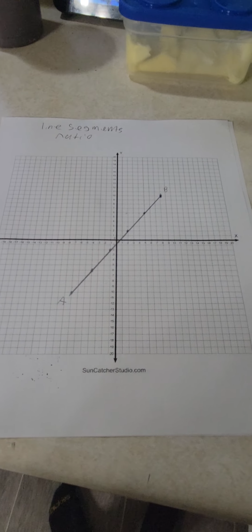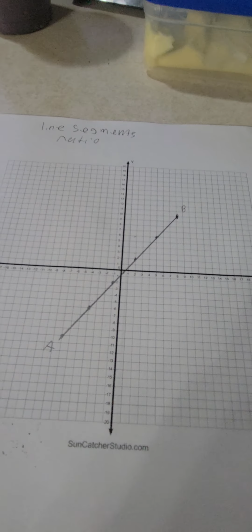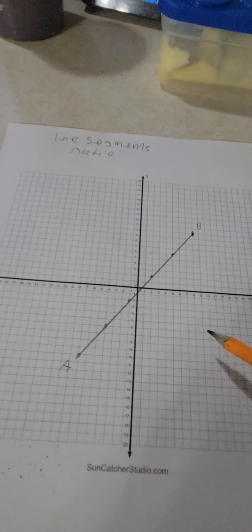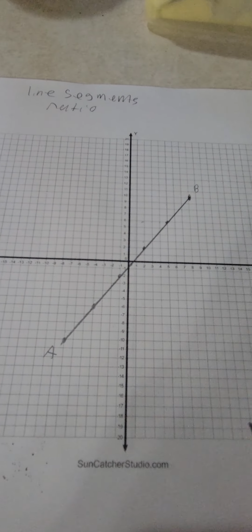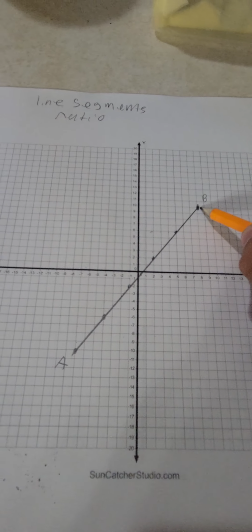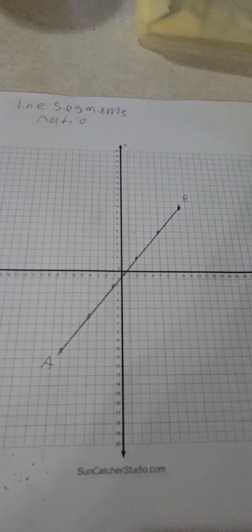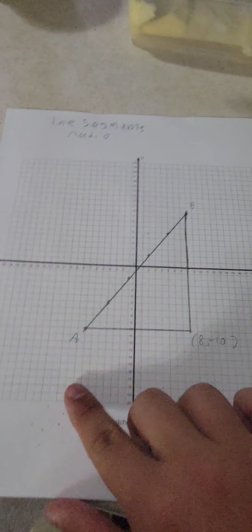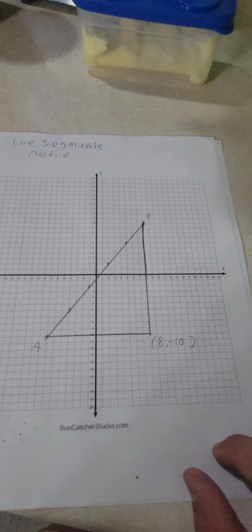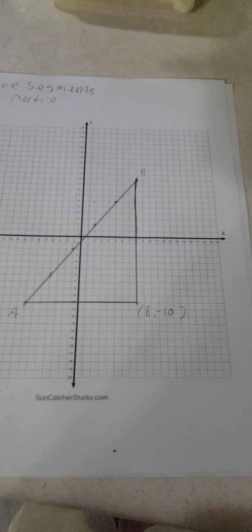Now that we have our dots connected, what do we do next? We need to make this a right triangle. So what we do is we go from this B straight down and over to the A. Alright, so now I've connected both lines to make a right triangle. This corner should be at 8, negative 10.